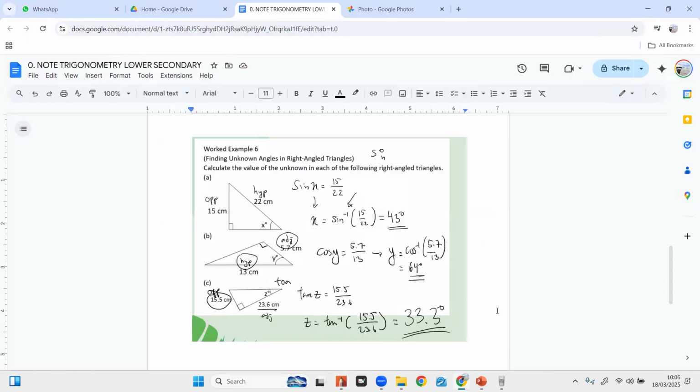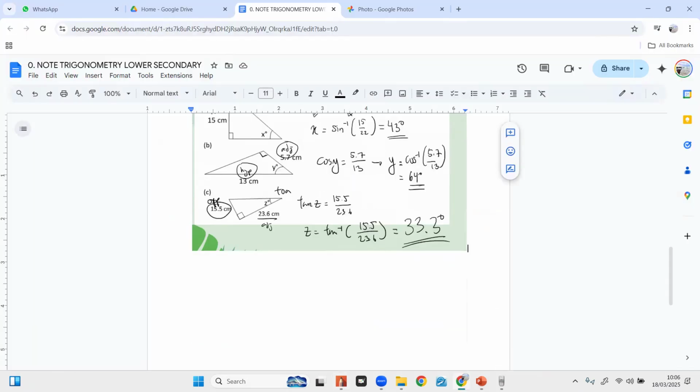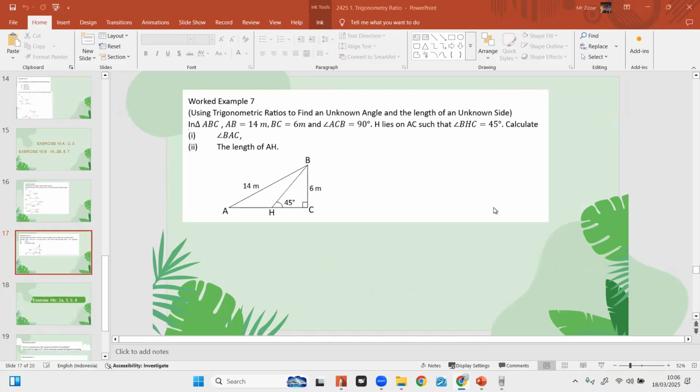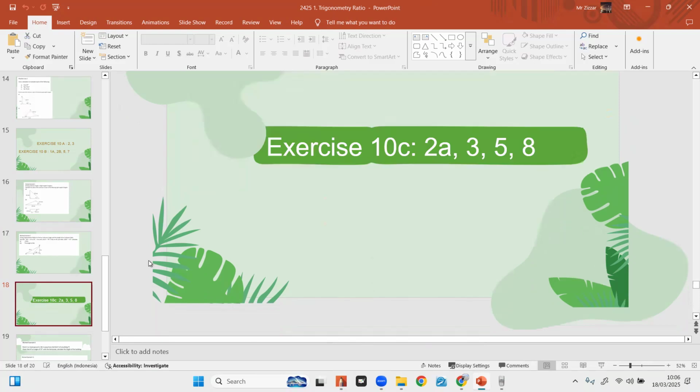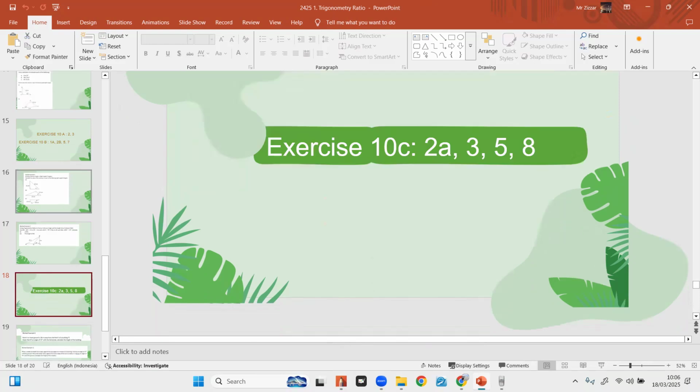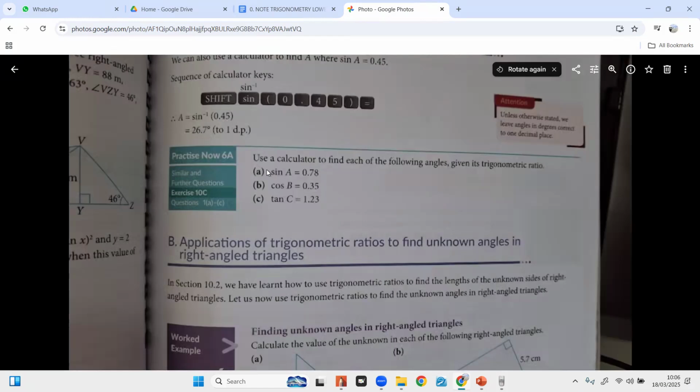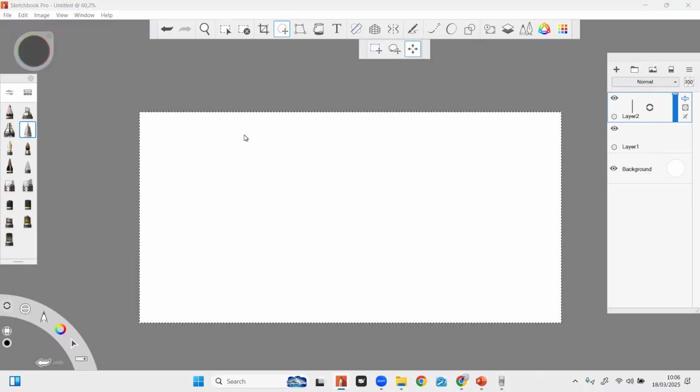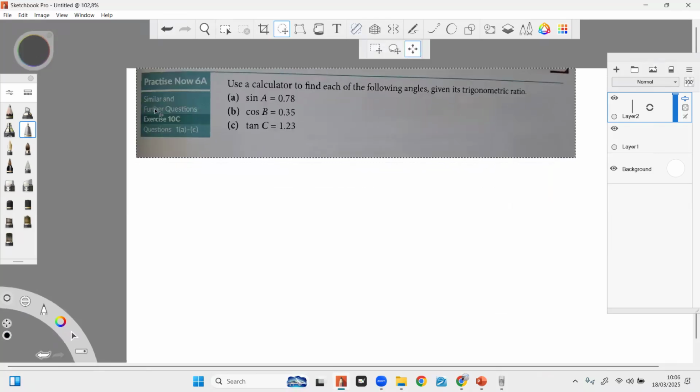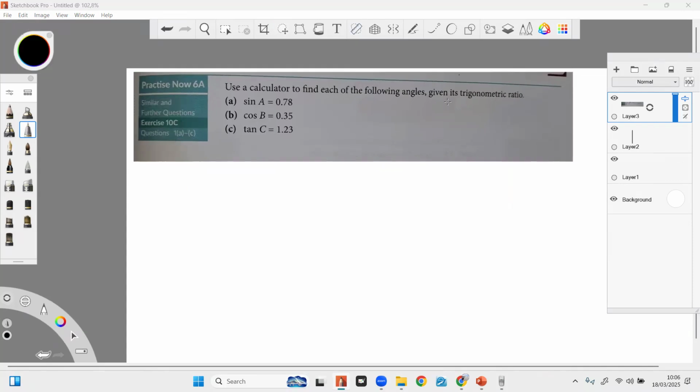All done. Look at the presentation. I don't want to do this one first. Focus on the next, which is the word problems. Let's see the application on the word problem. Practice now 6A. We practice some. You can pause the video and try to solve it by yourself. If you are finished, I will explain to you.